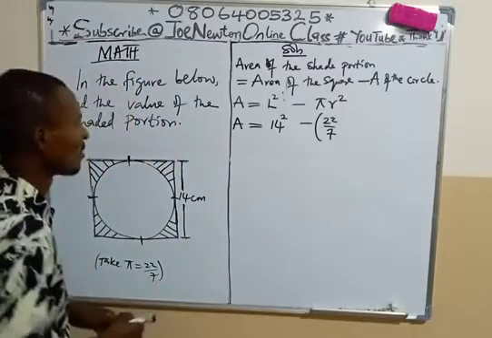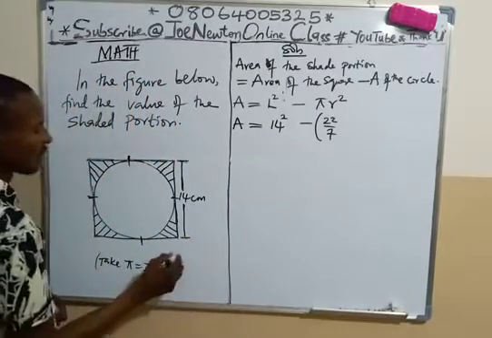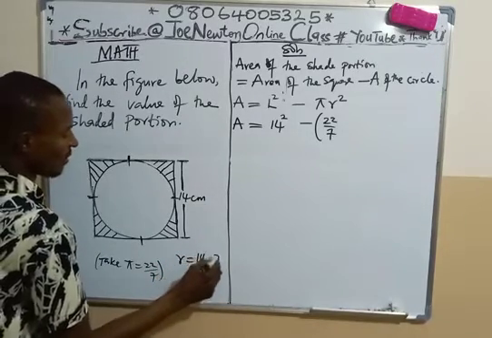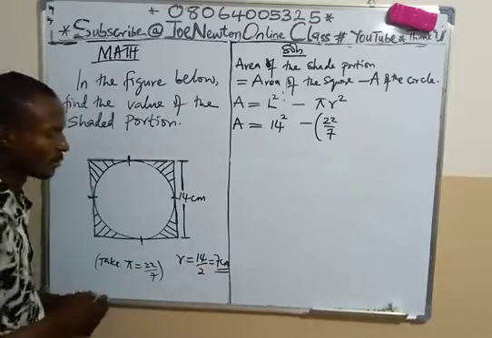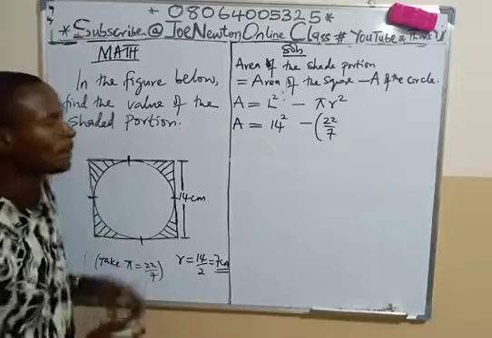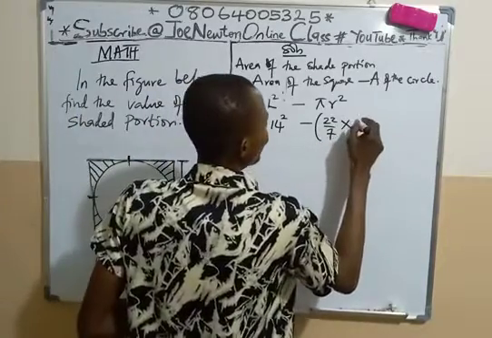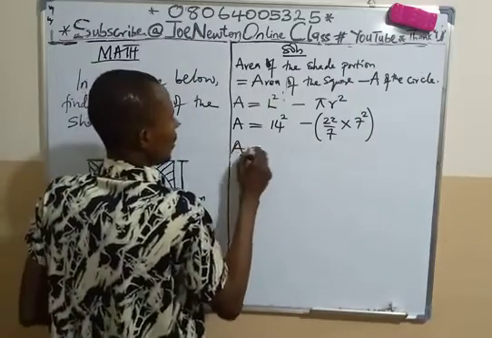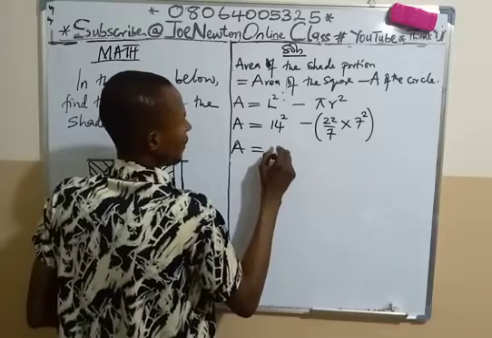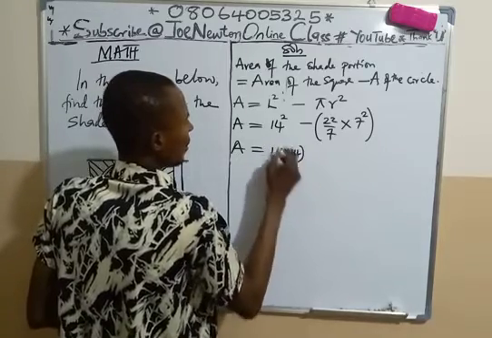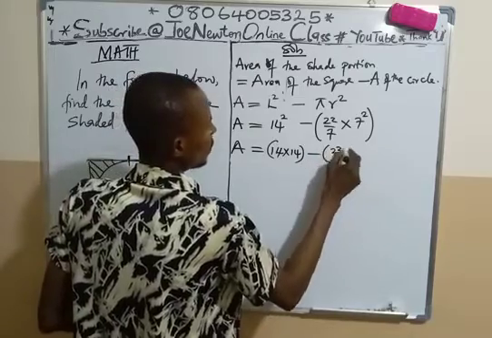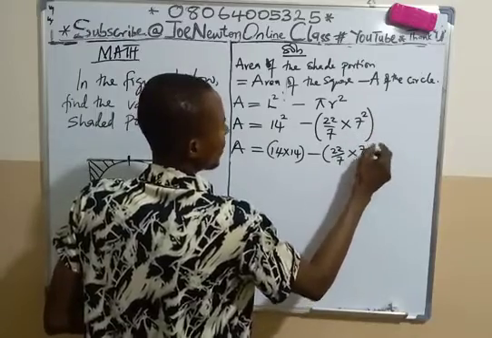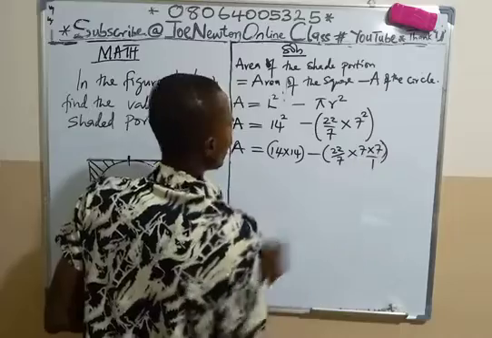So for the radius of the circle, we now have that the radius of the circle is equal to 14/2, which is 7 cm. That is the radius of the circle. That is half of the diameter. Well, this is the diameter. So we put it here, times 7 squared. And that will give us area equals 14 times 14 minus 22/7 times 7 squared is 49. That's 7 times 7 anyway, over 1.